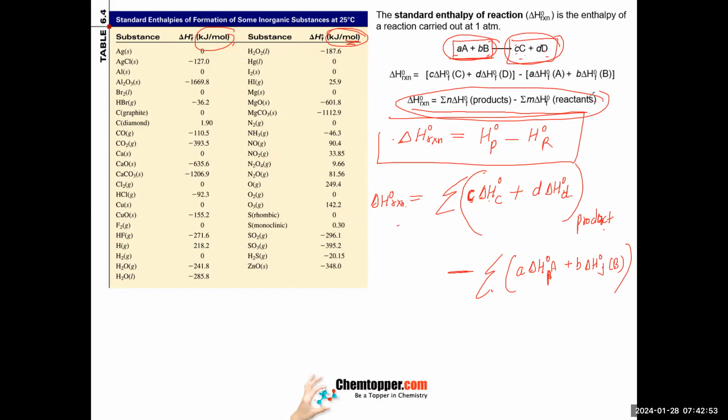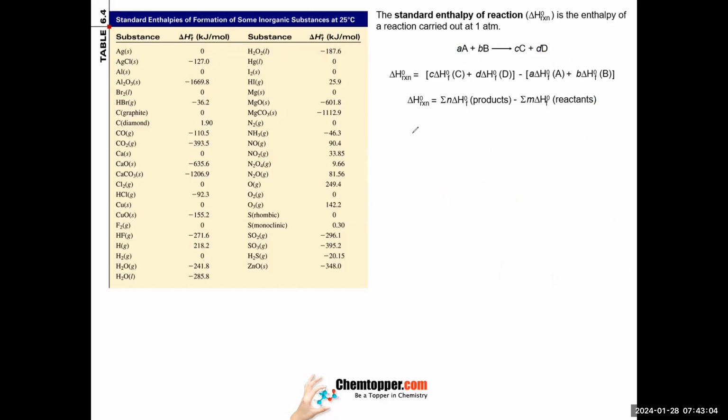Ready? Ready for the first question, children? Okay. Based on this concept, I'm writing an equation here. Values are here. Values will be given to you in the exam.